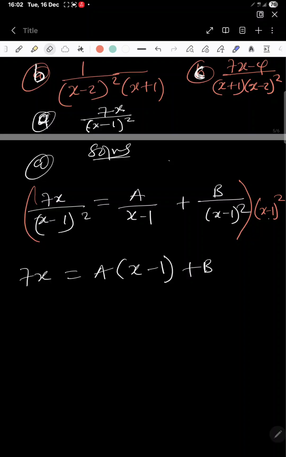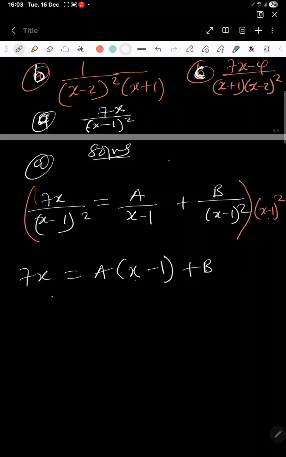Now here you need to get the values of a and b. To get the values of a and b, you have two methods. You can start by cancelling the part for a by letting x be 1. So you can start by getting the value of b by letting x be 1, so that the part for a goes, and then you remain with b is equal to this side here.